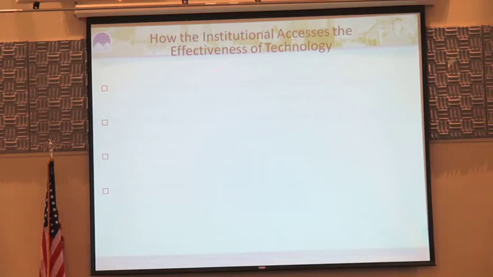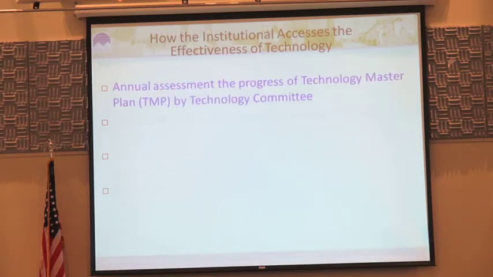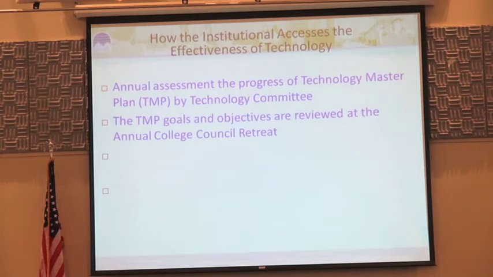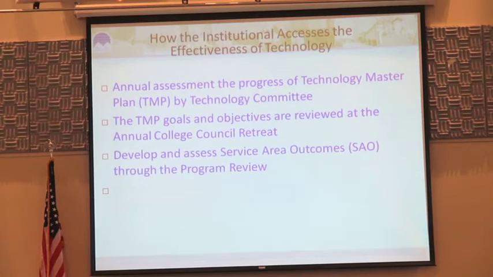But how do we access the technology to make sure of the effectiveness, right? So basically, we have the technology committee meeting on the campus. We meet very often, once a month. And for this year, we are going to go over the objectives and goals to make sure which ones we have accomplished or which new objectives we have to add. And every year at the college council retreat, we also go over the goals and objectives to make sure they integrate with the college strategic master plan.